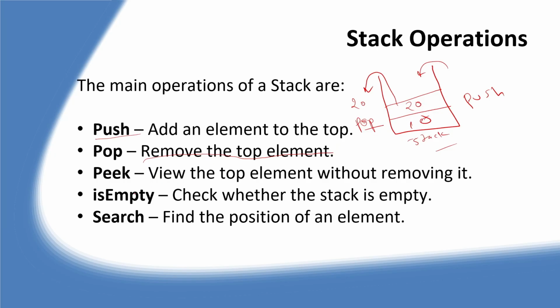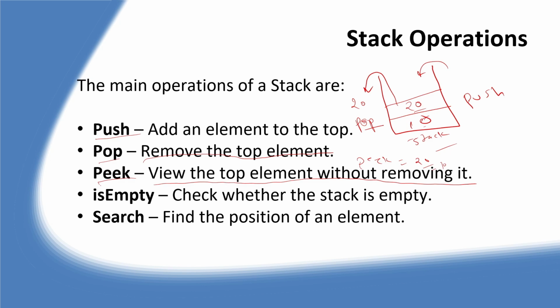And there is another operation called peek. Peek means view the top element without removing it. Imagine you want to know what the topmost element is. Just for knowing that top element, you can use peek. If you use the peek operation, you will get the value 20, since 20 is the topmost element. And if you have removed 20, then the topmost element will be 10. So peek is used to view the top element without removing it.